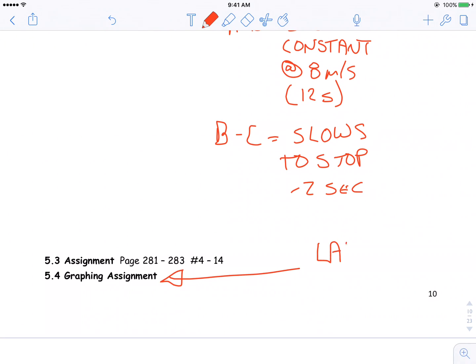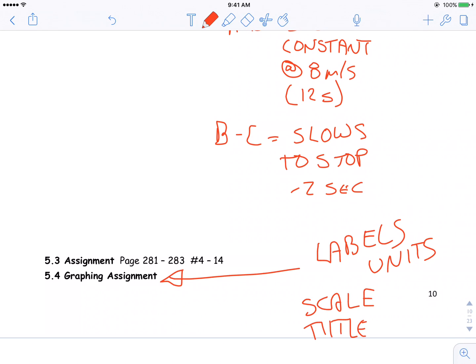You need labels with units. You need a scale. Sometimes the scale is difficult to find. You need a title. And then of course you need some points and dots and lines drawn. So I think I've got 4 graphs that you need to do. Otherwise, that's section 5.3.